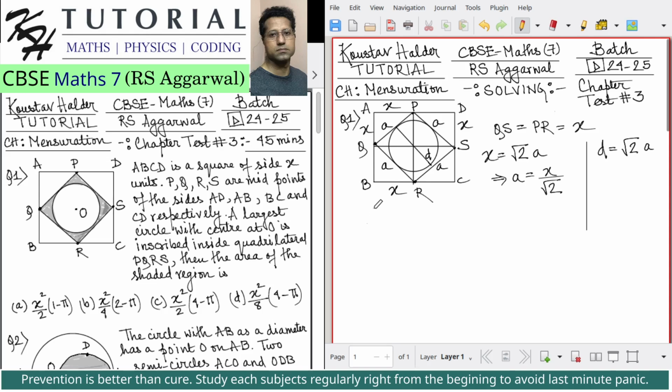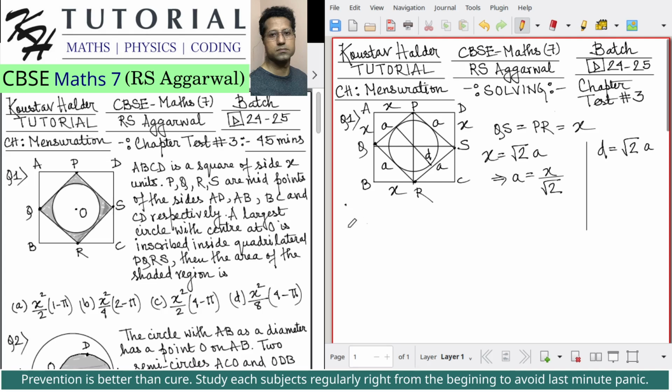Area of the shaded region will be equal to the area of the square PQRS minus the area of the circle. Now next, we have to find the radius of the circle. Remember that the circle is the largest circle inscribed inside the square PQRS. So the diameter of the circle will be equal to the length of each side of the square PQRS.